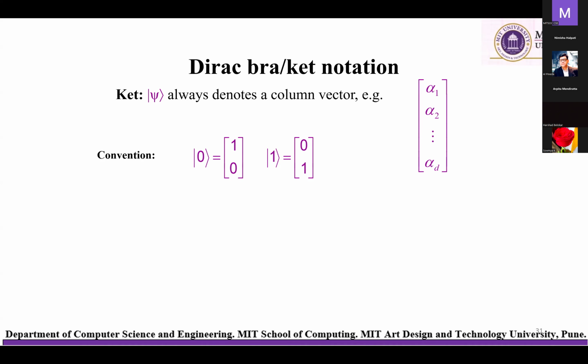Bra psi denotes a row vector that is the conjugate transpose of the ket vector. The elements of the bra are the complex conjugates of the coefficients in the corresponding ket vector. The bracket notation represents the inner product between two quantum states, here referring to the inner product between the bra and the ket. This operation calculates the overlap or similarity between the two quantum states, as depicted here in this slide.